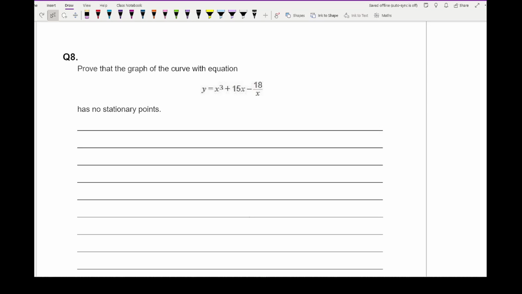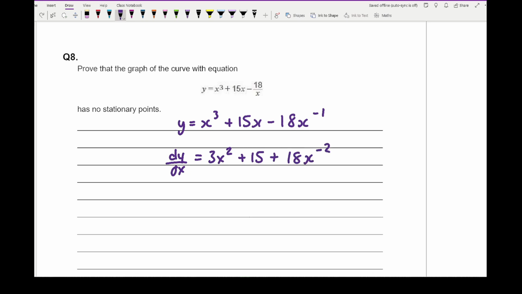So moving on to question 8, it says prove that the graph of the curve with the equation of y equals x cubed plus 15x minus 18 over x has no stationary points. Now for this, you may not choose to do this, but I always like to write it using indices. So we get y equals x cubed plus 15x minus 18 x to the power of minus 1. Now from this, what we can then do is work out dy dx, which is going to be 3x squared plus 15 plus 18x to the minus 2.